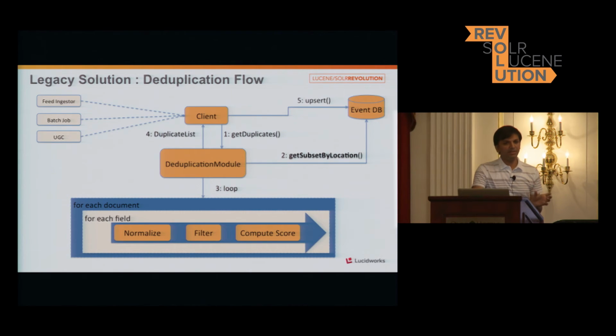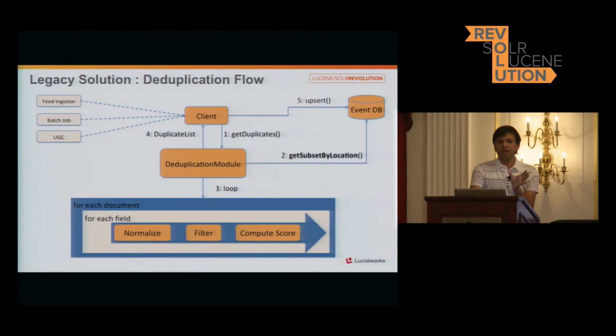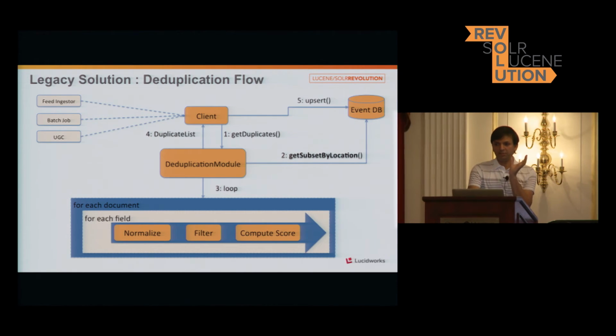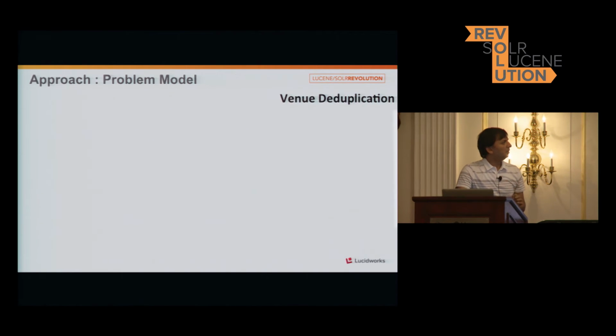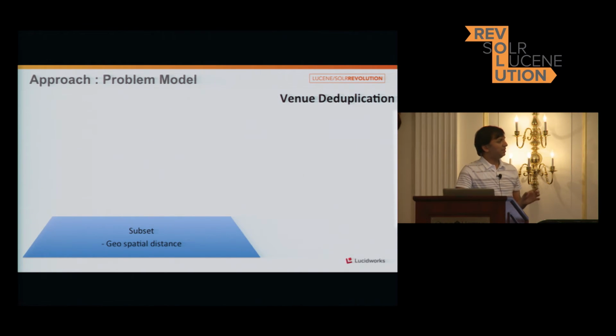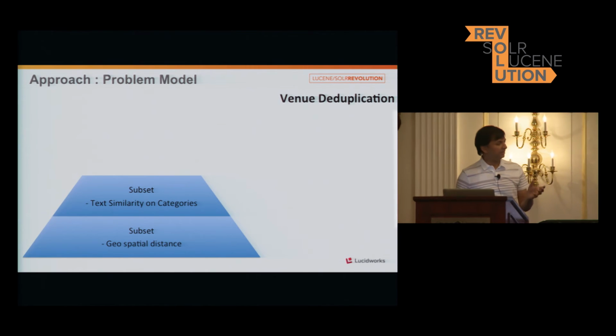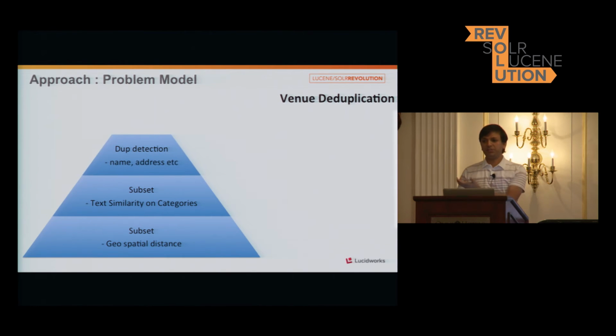So what we thought is, let's look at the problem anew and see how we can make this whole deduplication more efficient. Okay, so what we did is we modeled the problem. The first step is we are filtering the documents based on geospatial distance. And then we are also filtering the documents based on the category, for example, whether it's a bar or a hotel. You wouldn't want to deduplicate a bar versus a hotel.